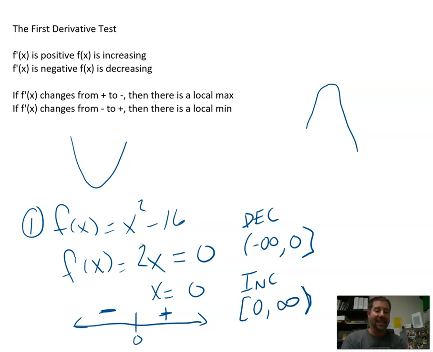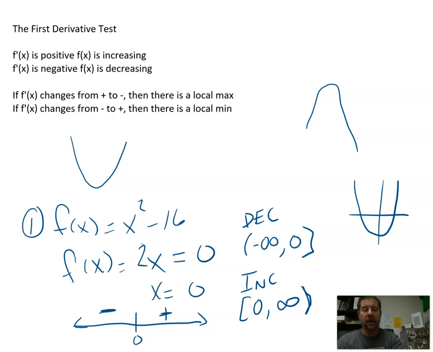Okay? And because I'm changing signs here at 0, I should have a relative minimum value, because I'm going from negative to positive. If we think about this graph, again, this is a fairly easy one, this is x squared minus 16. So x squared minus 16 would look something like that. And so, oh, that makes sense. We are decreasing to 0, and then we're increasing from 0 on, and we have a relative min at 0.